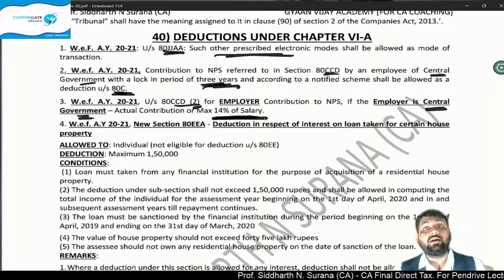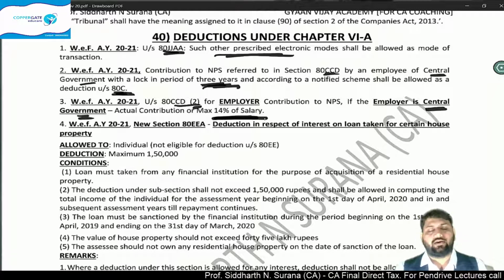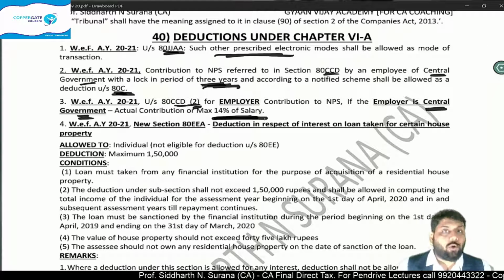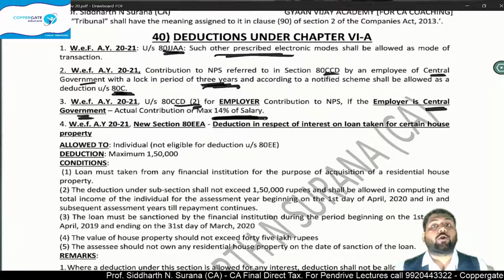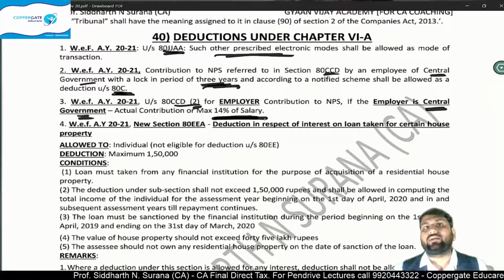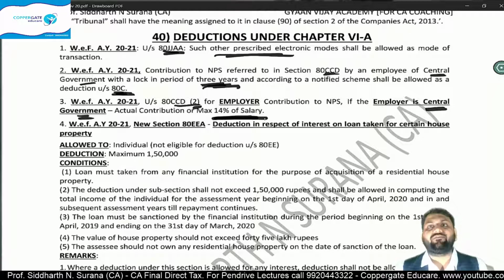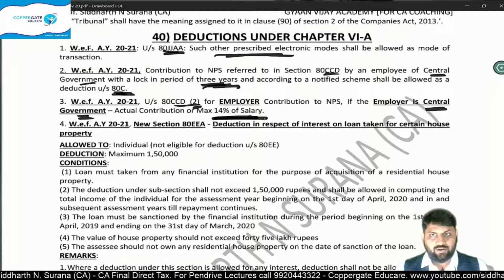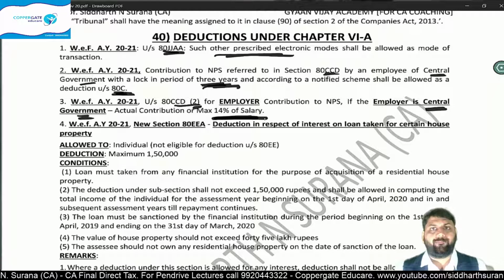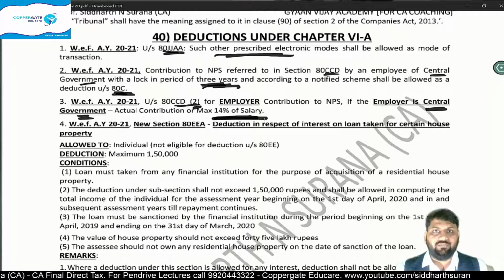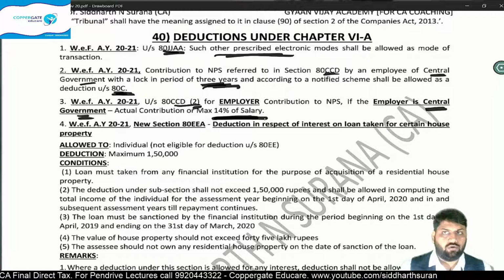So 80 CCD2 is the deduction, not exemption, sorry. 80 CCD2 is the deduction for employer contribution to NPS. For private sector employees, even today the limit will continue at 10% of salary. For private sector, it will continue at 10% of salary, but for any employee of central government, the limit will change from 10% to 14%.